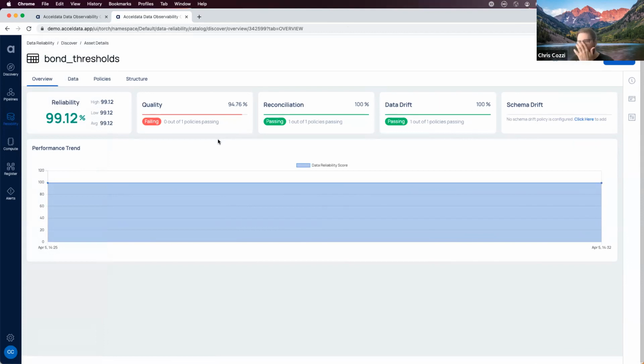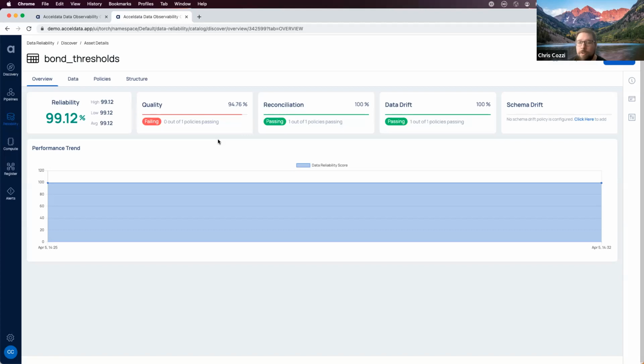Just to cover the other three dimensions really quickly here. Reconciliation is all about how the data is moving through your pipelines. So think of an example where you're processing data from raw to staging to some gold warehouse tables. Reconciliation policies are what's going to let you ensure that that data is flowing through correctly, both from the record count perspective as well as the actual validity of the data. So the rules here are more about the joining and comparison between two data sets.